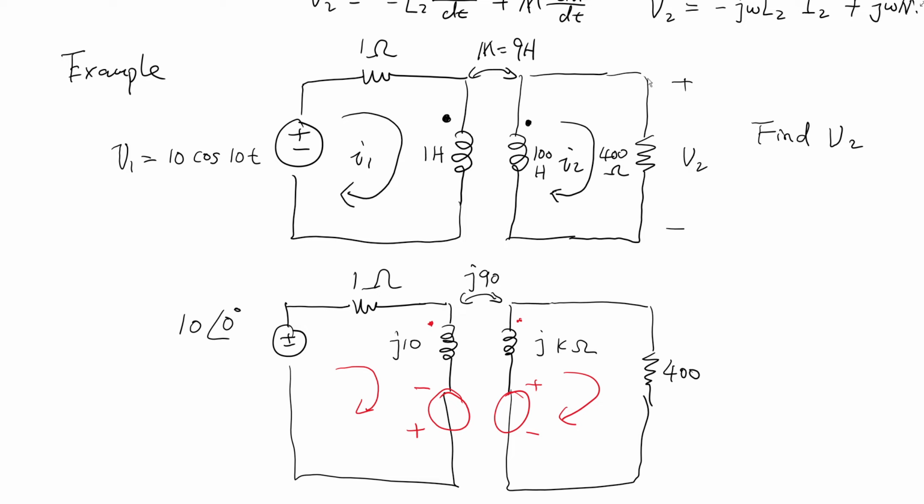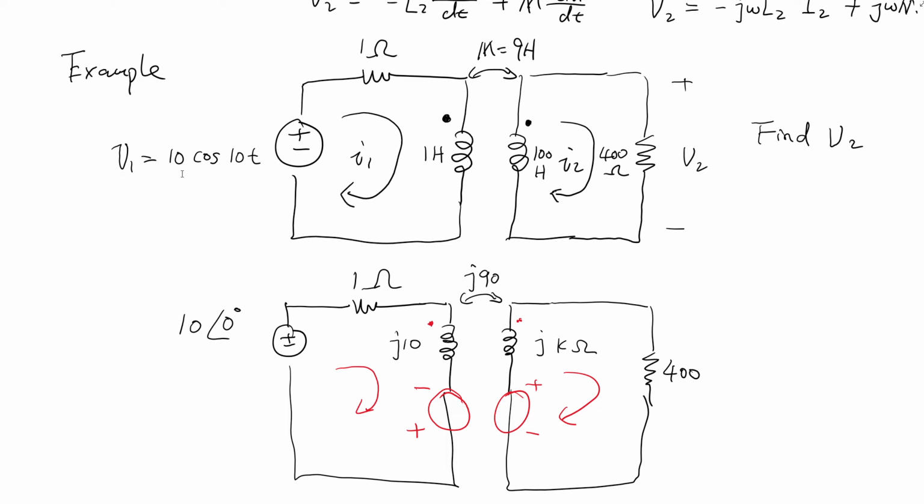Let's talk about the linear transformer. Here is one example. You can see a transformer with a primary side and a secondary side. Here is the secondary side, and we want to find the voltage V2 here.